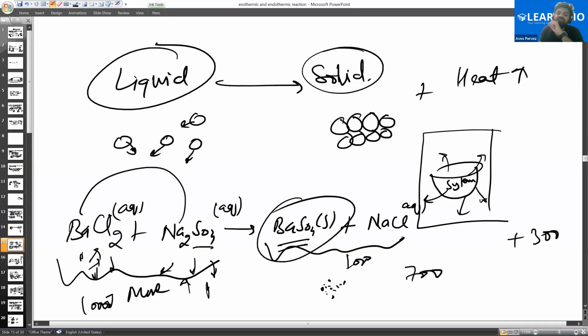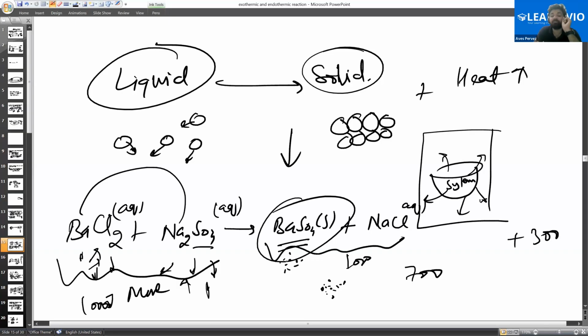Precipitation means a reaction in which some insoluble substance is found. From the liquid, some solid particles are found. Randomness decreases. Are you getting my point? So in this precipitation reaction, energy is being decreased. Here they were moving, but here it became solid, they stick together. They are solid.